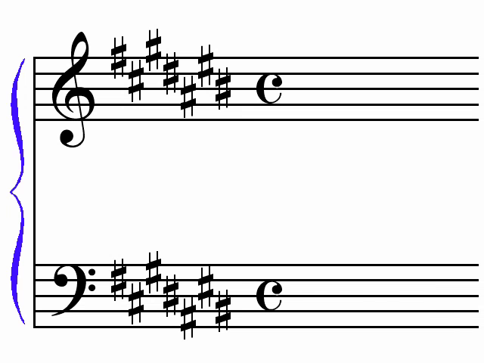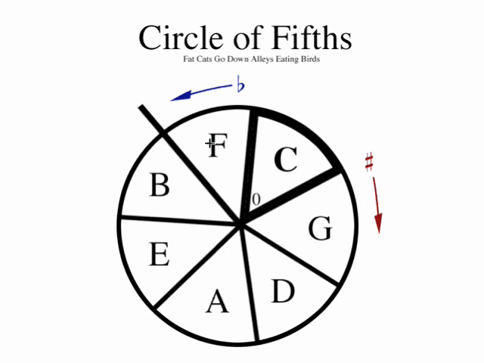In order to write out the key signature for a given key, you have to know what order the sharps or flats appear on the staff. Fortunately, they follow the same order as the circle of fifths. The sharps appear in "Fat Cats Go Down Alley Eating Birds" order: F-C-G-D-A-E-B.